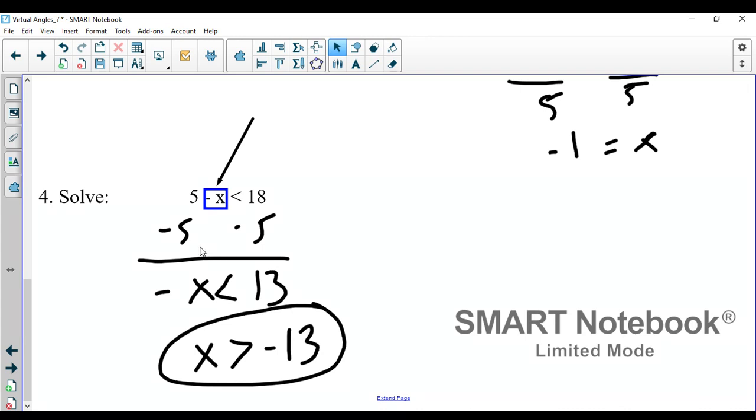So the first step, we've got to get rid of 5. We take 5 away from both sides. That leaves us with negative x is less than 13. We'll divide each side by negative 1, and dividing by that negative 1, you'll notice, is why this sign got flipped. That's the answer, it's going to be a greater than sign. So x is greater than negative 13.